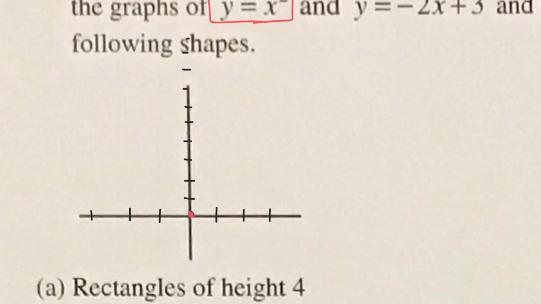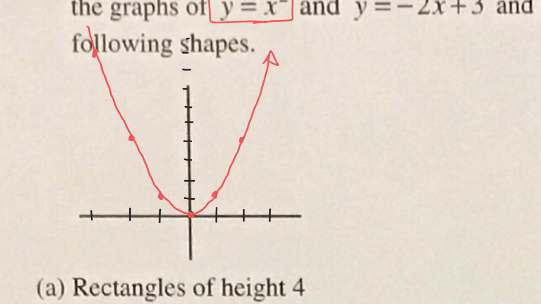0, 0, if I go 1 over, that's 1 up, 2 over, 4 up, because the y is the square of the x. I go left 1, up 1, left 2, up 4, left 3, up 9, right? Because 3 squared is 9. So here is my parabola. y equals x squared.